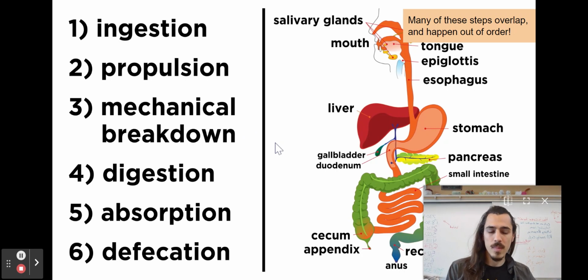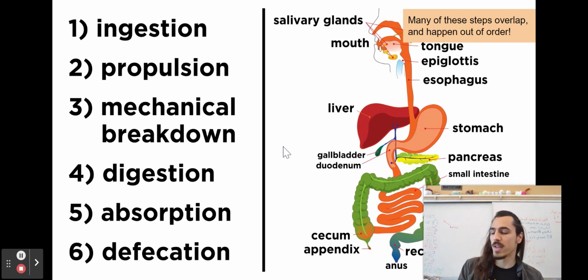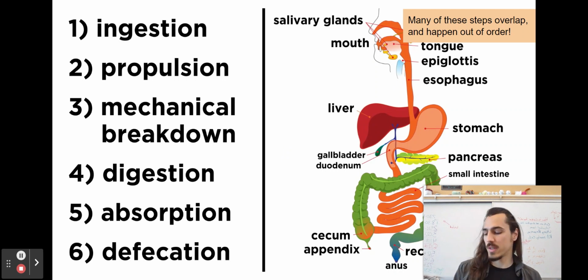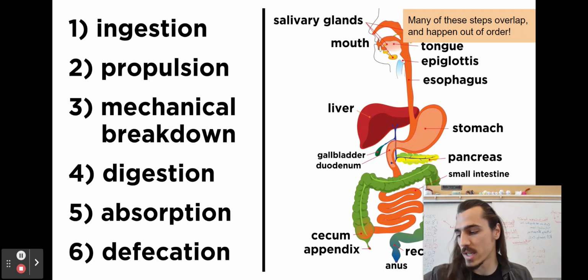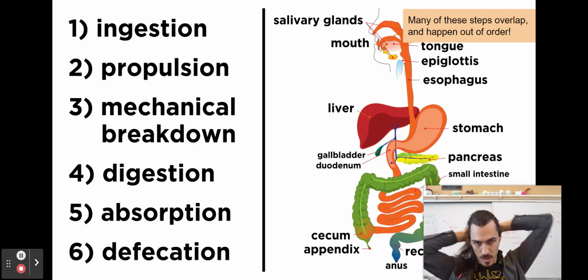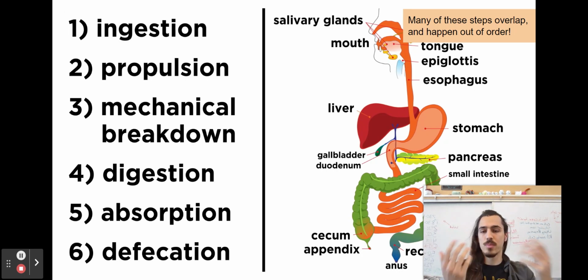Okay, these 6 actions of digestion, not necessarily steps, not necessarily happening in order, but these are the 6 functions of the digestive system, the 6 actions. The first is ingestion, where food needs to enter the gastrointestinal tract. That is when you put food in your mouth, and then everything else happens.